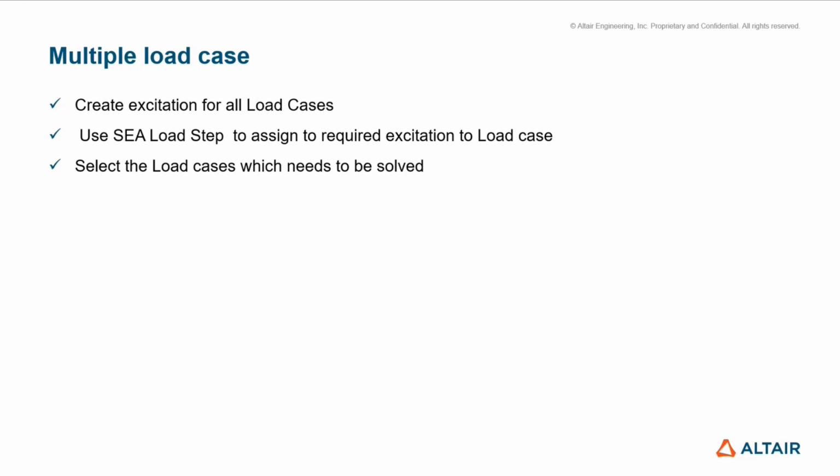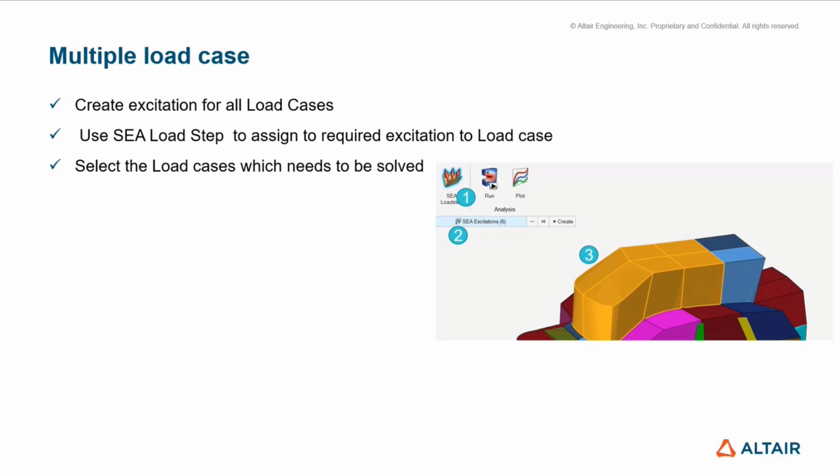To do that, the first step is to create excitations for all load cases. Once the excitation is defined, you can click on a new icon called SAE load step in the analyze ribbon. Once you select this, you can click on SAE excitations from the entity selector, pick the excitations for which you want to create a load case, and say create.